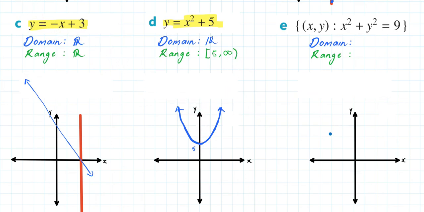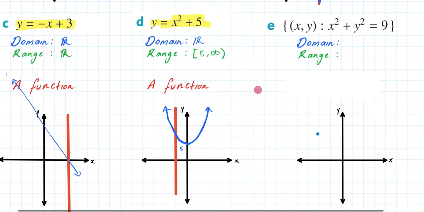To figure out whether or not this is a function, I'll use a vertical line. Is there anywhere on this graph where I'm going to have more than one intersection point? There isn't. I'm only ever going to have one intersection point for this vertical line. So that means, yes, this is a function.